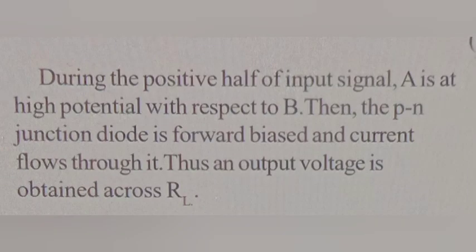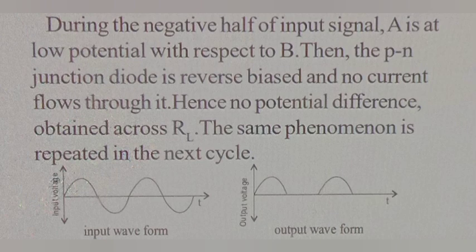During the positive half of input signal, A is at high potential with respect to B. Then the PN junction diode is forward biased and current flows through it. Thus an output voltage is obtained across RL. During the negative half of input signal, A is at low potential with respect to B. Then the PN junction diode is reverse biased and no current flows through it. Hence, no potential difference is obtained across RL. The same phenomenon is repeated in the next cycle.